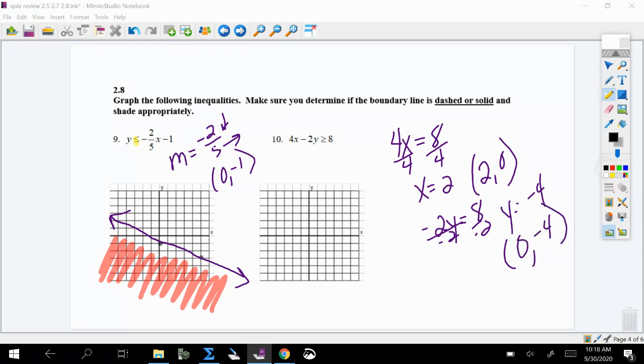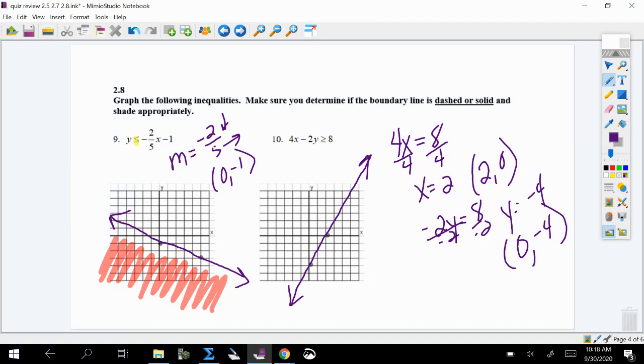So on my graph, I'm going to go 2 on the x-axis and put a point. And then I'm going to go 4 on the y-axis and put -4. So it'll be down 4 on my y-axis and put a point. This is going to be another solid line because it has the or equal to. So I'm going to draw a solid boundary line.